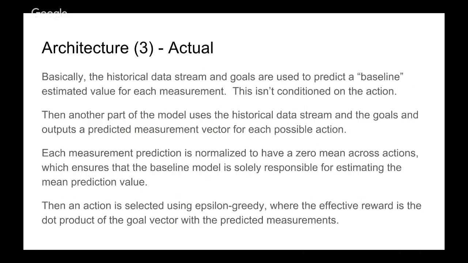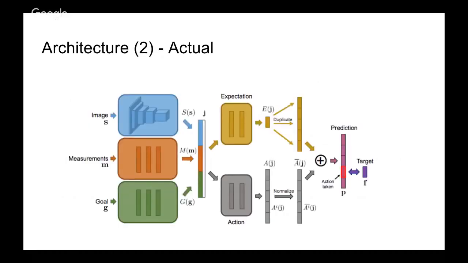So yeah, the historical data stream and the goals are used to predict a baseline estimated value for each measurement, which is not conditioned on the action. That's the one on the top. So we are predicting the expectation without conditioning on the action. It's the expected value over actions, the mean measurement predictions.